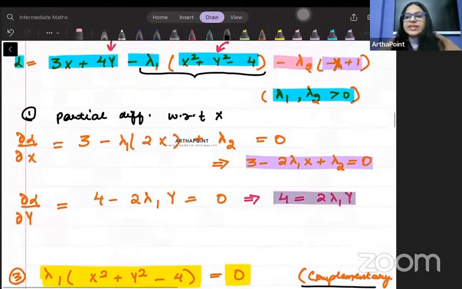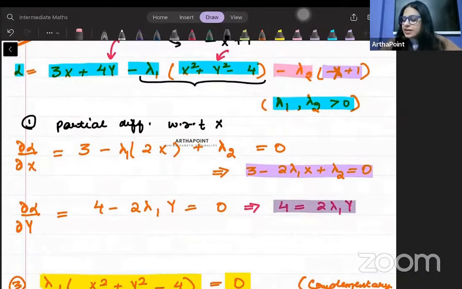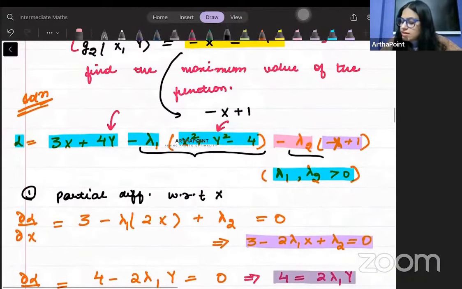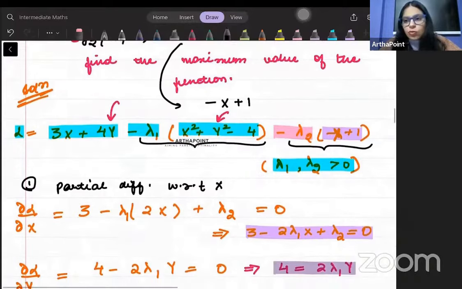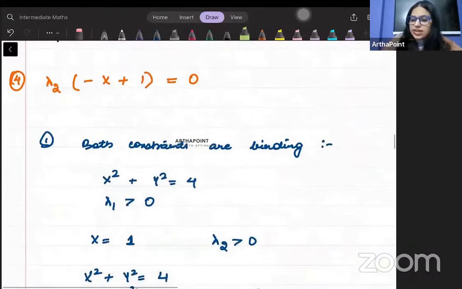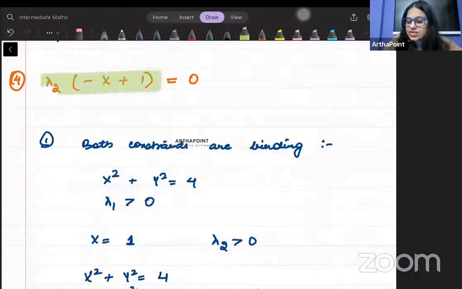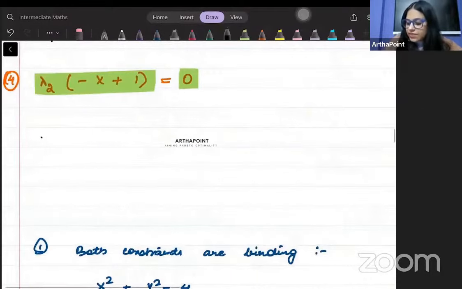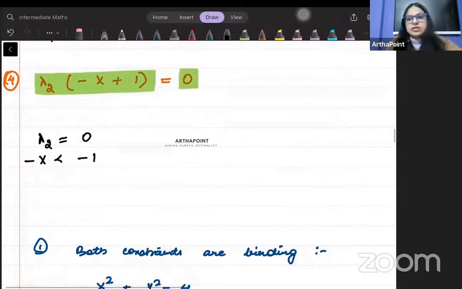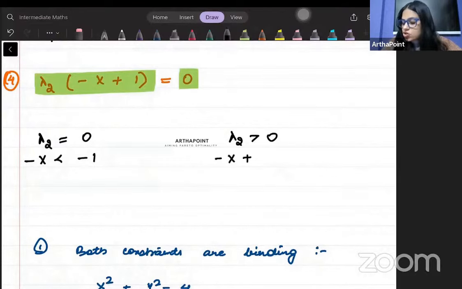Similarly, you will be writing the next condition of complementary slackness, in which you will say that this product is also equal to 0. So lambda 2 into (minus x plus 1) should also be equal to 0. Again, this complementary slackness means the same condition: when lambda 2 is 0, then minus x will be less than minus 1. And when lambda 2 is positive, then this constraint will be met with equality. You will be meeting this constraint with equality.